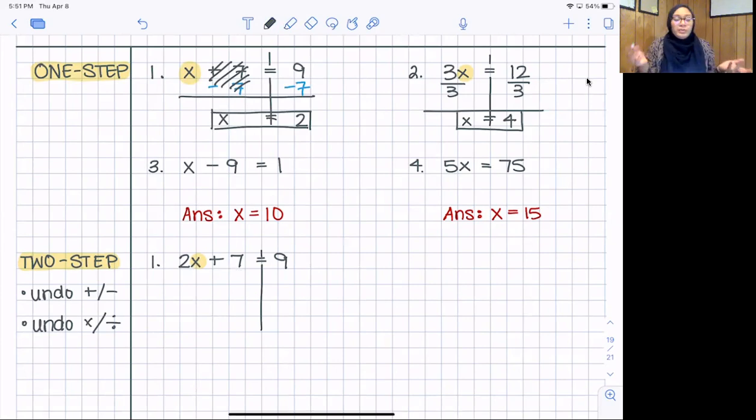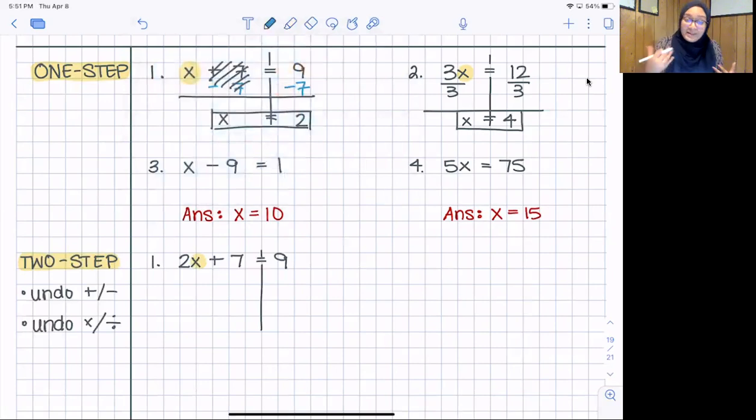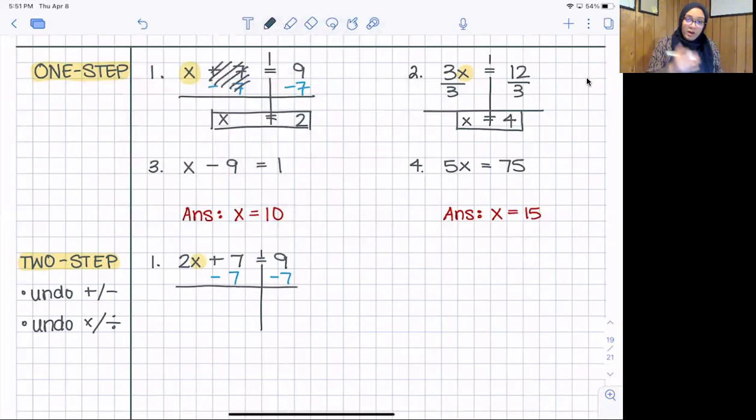Now, how do I pick which number to get rid of? Well, I need to undo the addition or the subtraction first. So I look at this and I see that the 7 is the one that's being added. So that's who I'm going to get rid of first. So I'm going to do the opposite of adding 7, which is taking 7 away. And anything I do on one side, I do to the other. And when I do that, let's see what we are left with. On the left side, I have 2x's still left over, and the 7's go away because they become 0. Equals 9 minus 7 is 2.